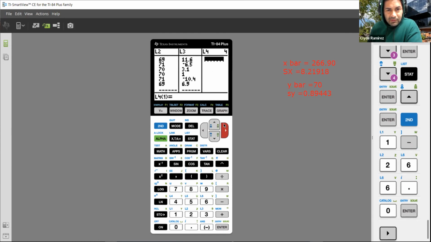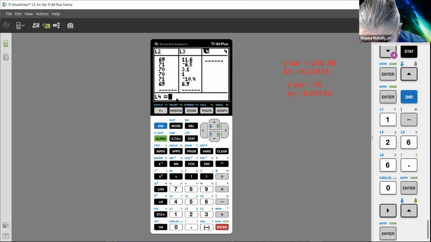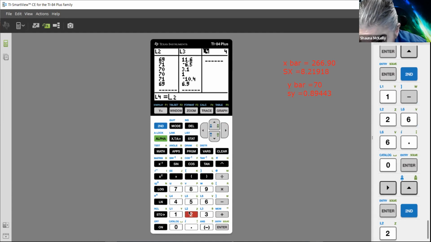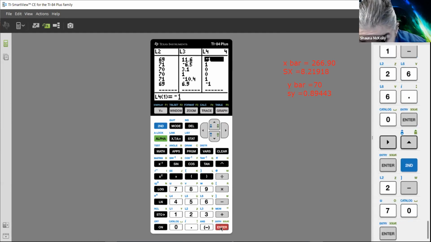So we're going to go to L4 and do it for the Y's, which is L2 now. Hop the arrow up right here. Make sure L4 is highlighted. Hit enter, and make the cursor pop to the bottom. Then put in second L2 because you're doing Y this time. L2, which is the Y, minus Y bar, which is 70. It's going to take 70 from every value in L2. And there we go.